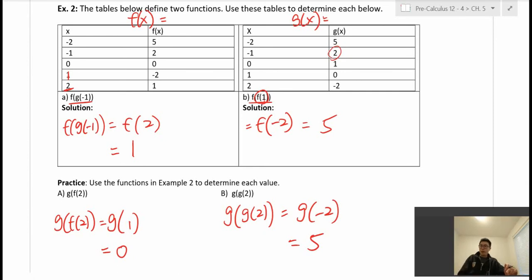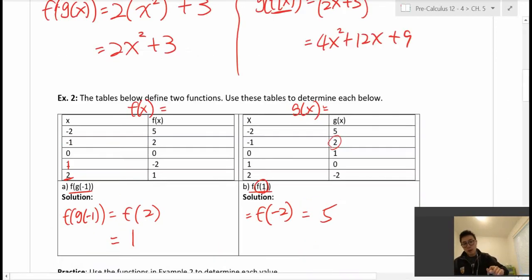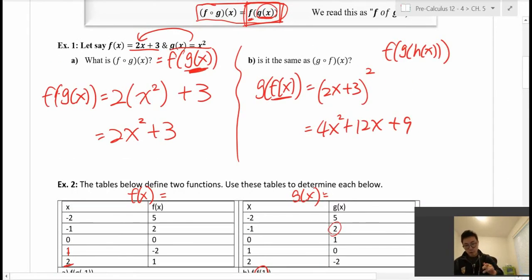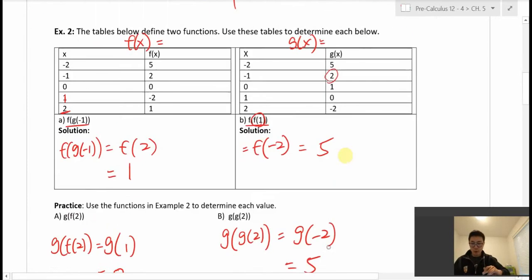Second one, again, g of g, you have g inside the function itself. So first you find g of 2, which is -2. Then you can figure out what g of -2 is, which is 5, and that will be your final answer, okay? So here's the algebraic expression for example number 1. Example number 2, we look at the tables.